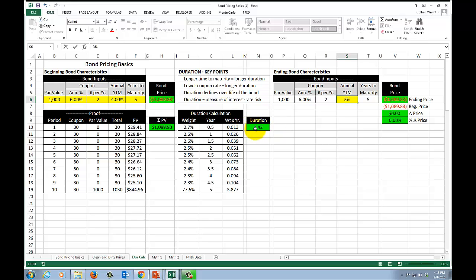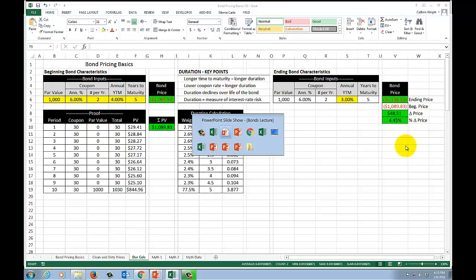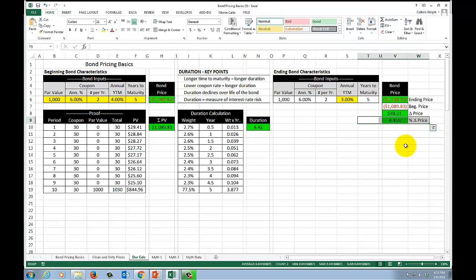4.42 is a moderate duration. We expect a moderate price swing. I'm going to hit the enter button, and you can see that the price of this bond has gone up by $48.51, which is a 4.45% swing. What I want you to now see is, if this was a longer duration bond, we would get a bigger price swing. That's exactly what duration tells you: the length of the lever, interest rate risk.